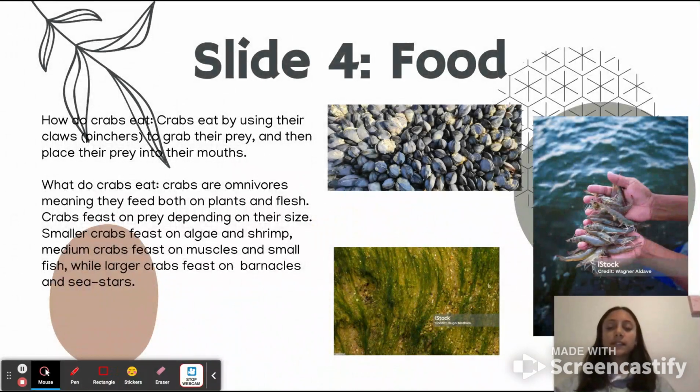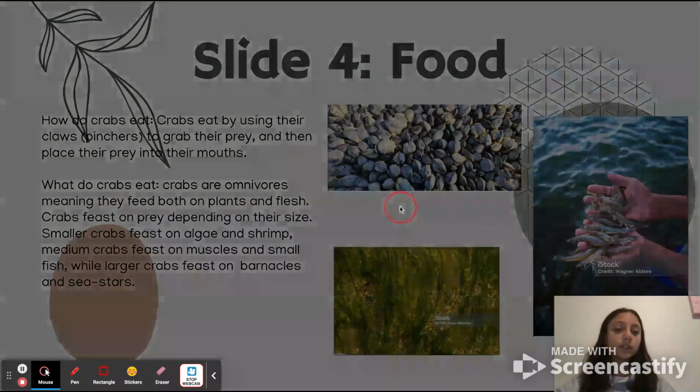Slide 4 is going to discuss the food of crabs. How do crabs eat? Crabs eat by using their claws, pinchers, to grab their prey, and then they place their prey into their mouths. What do crabs eat? Crabs are omnivores, meaning they feed both on plants and flesh. Crabs feast on prey depending on their size. Smaller crabs are going to feast on algae and shrimp, while medium crabs will feast on mussels and small fish, and larger crabs are going to feast on barnacles and sea stars.